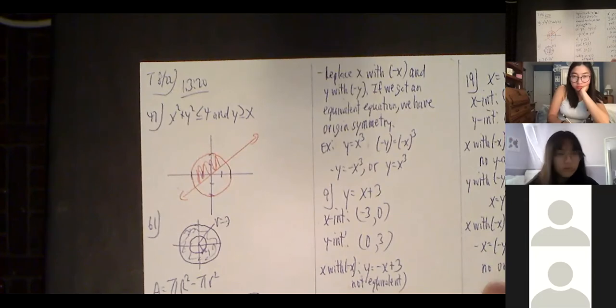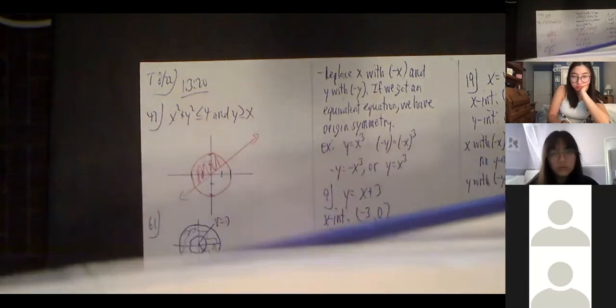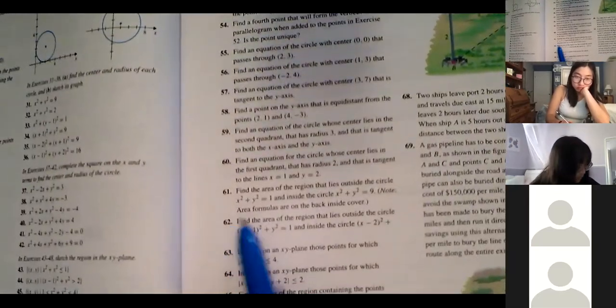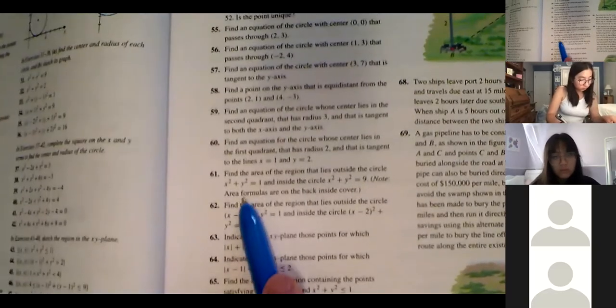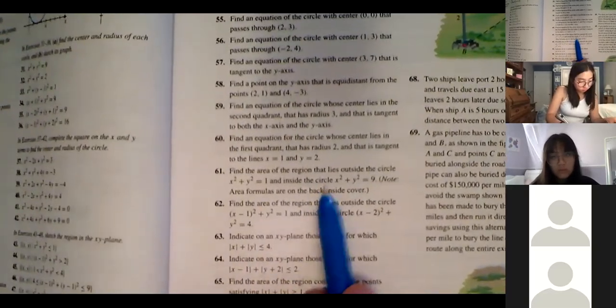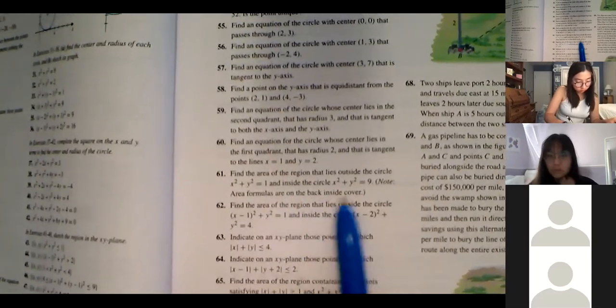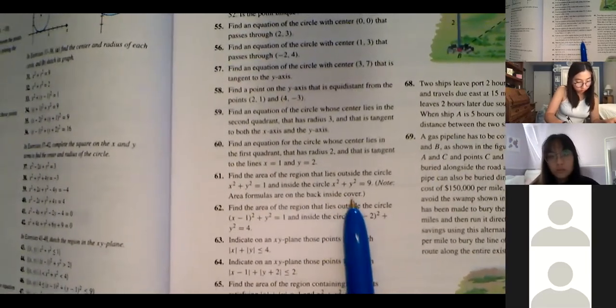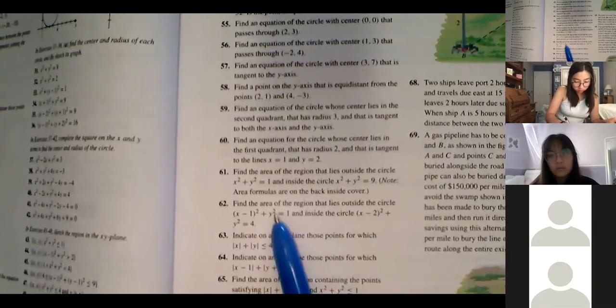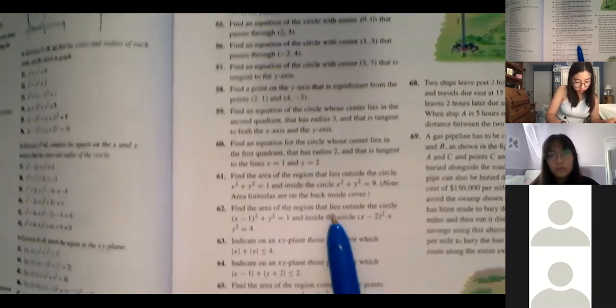And then the only other one I wanted to show you was 61, and then I was going to be done with the section. So 61: find the area of the region that lies outside the circle x squared plus y squared equals 1, inside the circle x squared plus y squared equals 9. Area formulas are on the back inside cover. I'll give that to you in a second.